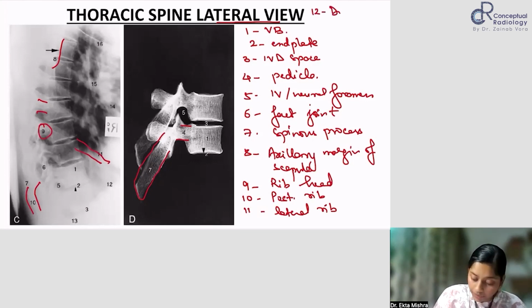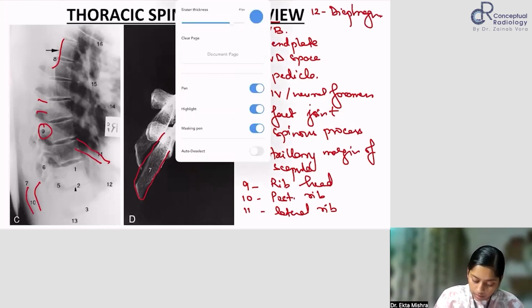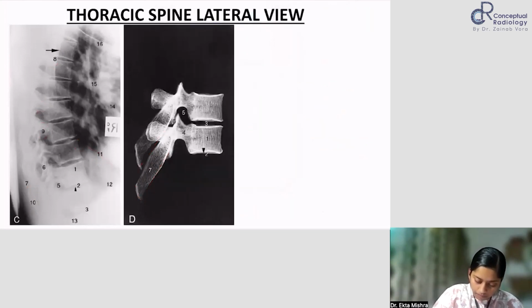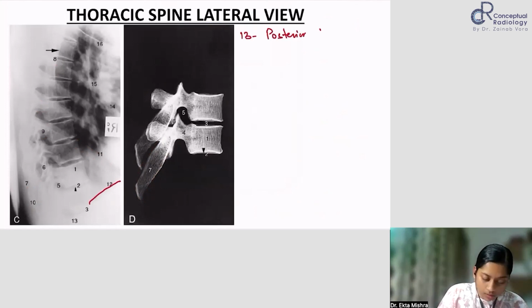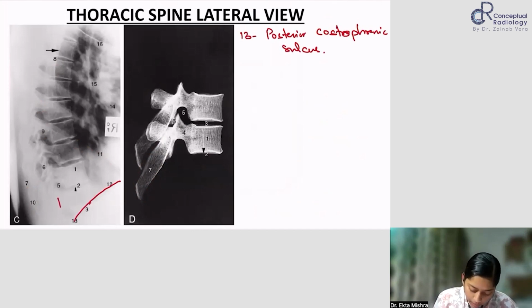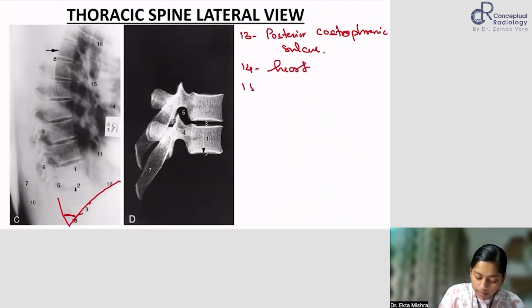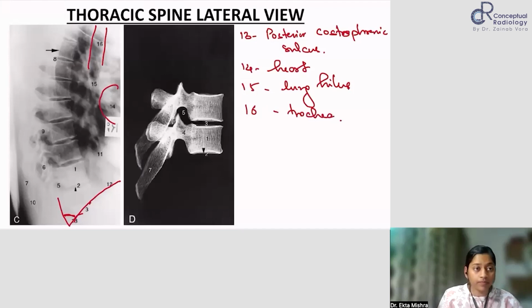Then we have diaphragm as 12th. I'll clear this page. So this is the diaphragm. 13 is the posterior costophrenic sulcus. So this part, this is the costophrenic sulcus. 14, the additional structures, heart anteriorly. 15th is the hilum of lung or lung hilus. And 16th is trachea. I hope it's clear.